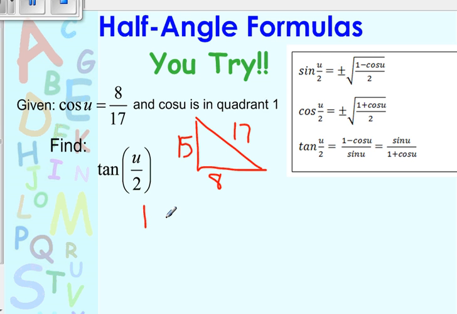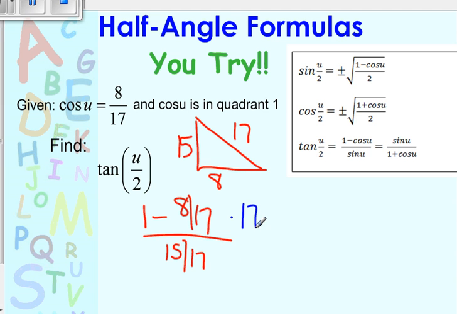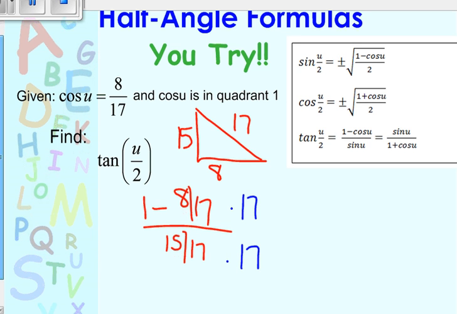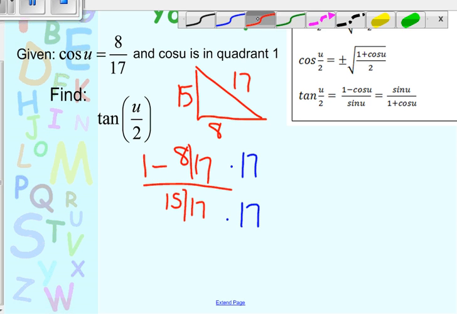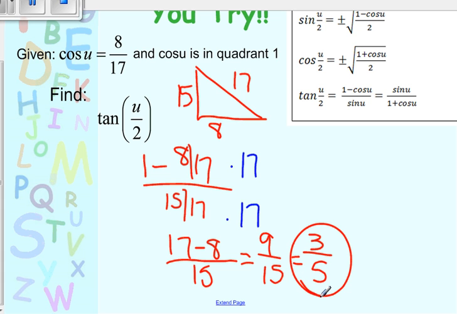We're doing tangent again, so 1 minus the cosine is 8 over 17. And the sine is 15 over 17. Get rid of the fractions. So we get 17 minus 8 over 15, or 9 over 15, which simplifies to 3 over 5.